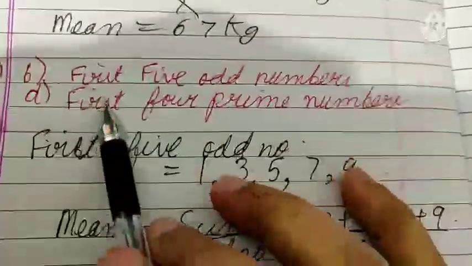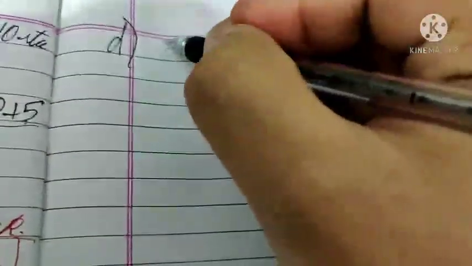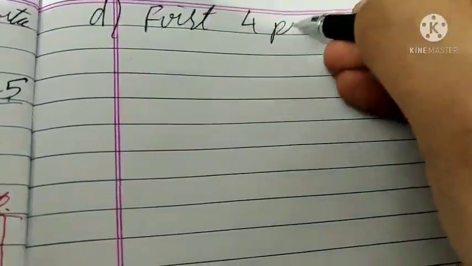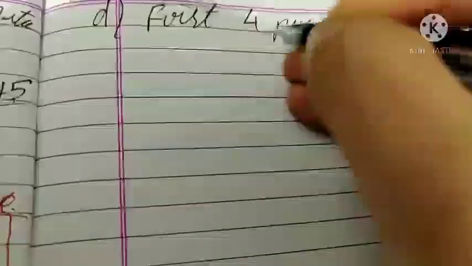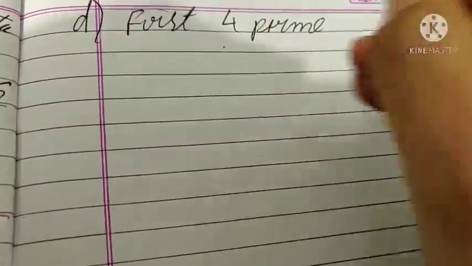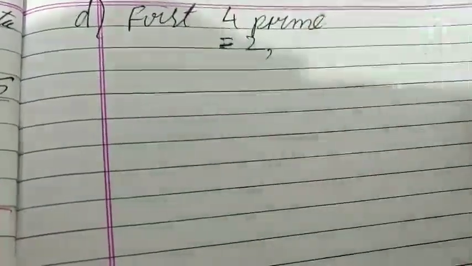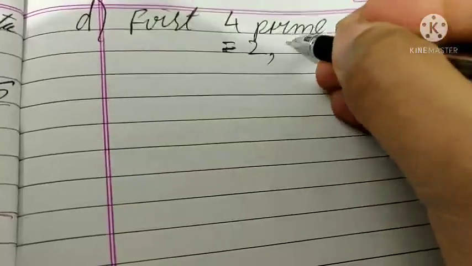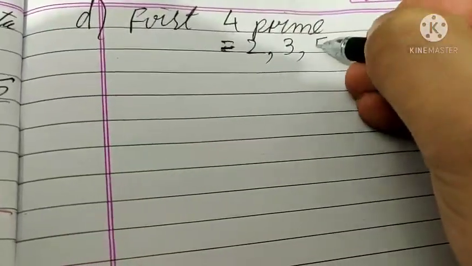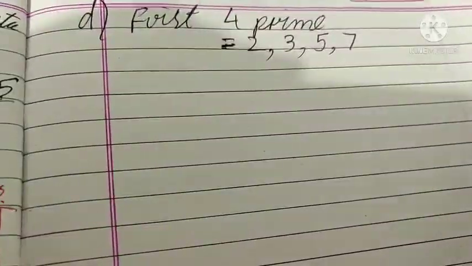So the second part is the first 4 prime numbers. What are the first 4 prime numbers? A prime is a number that divides by itself and 1. So the first prime is 2, then 3, then 5, then 7. These are the first four prime numbers.